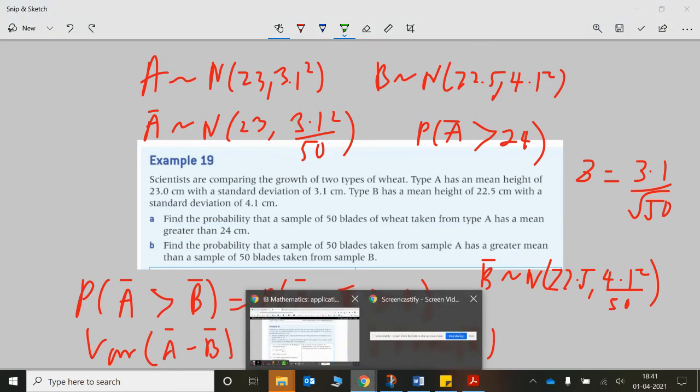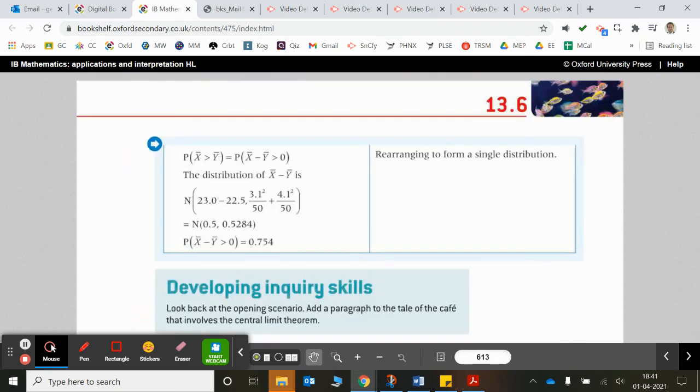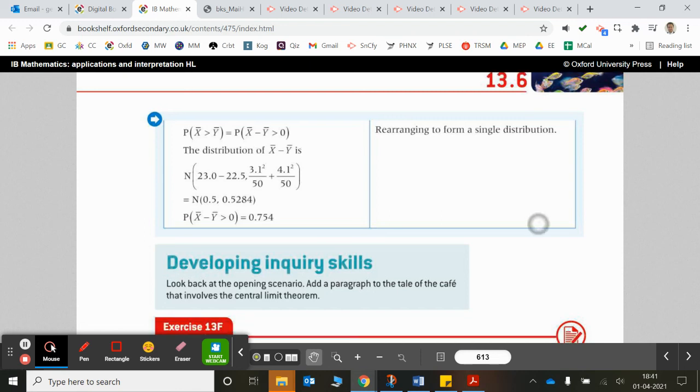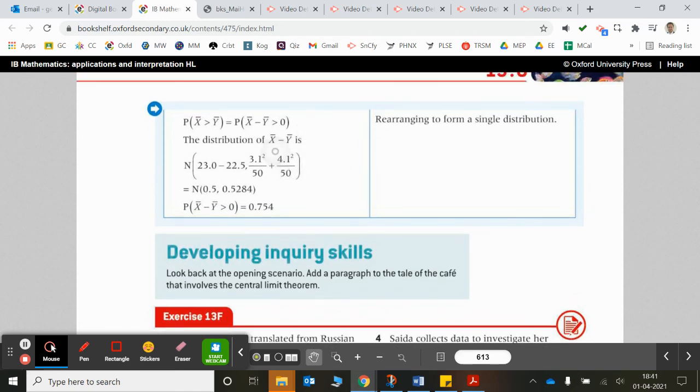Let's have a look at what the book's doing. It comes up with the distribution for Y. It does exactly the same thing. It's also calling them X bar and Y bar in this case, whereas I called them A bar and B bar. There's the normal distribution in the last case. I called that X. I said X is distributed normally like this. But there we go, we've got this.